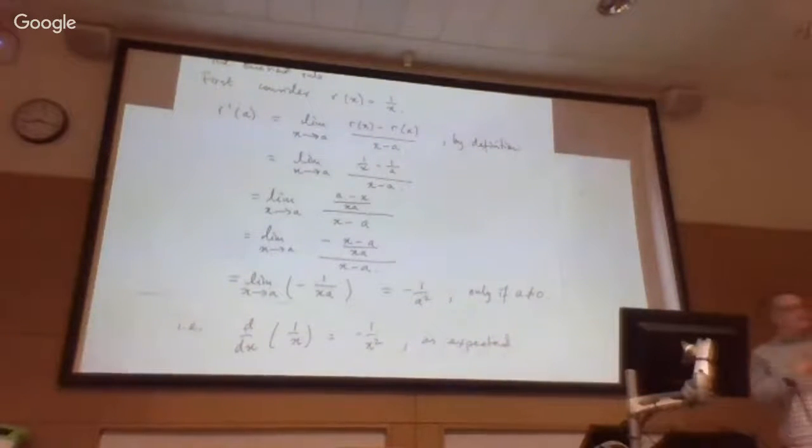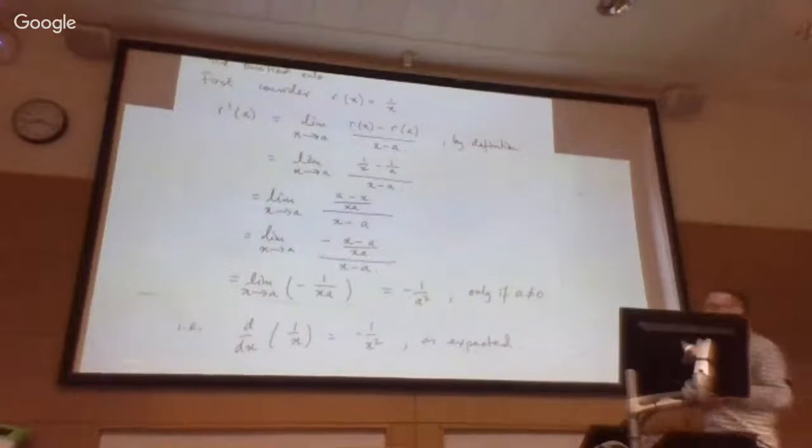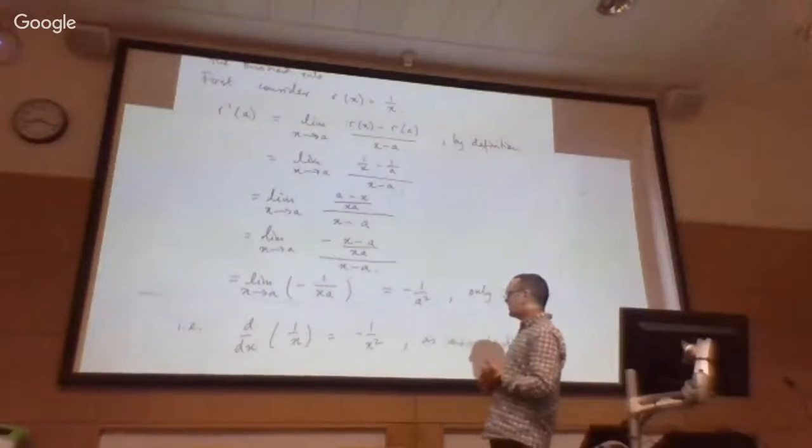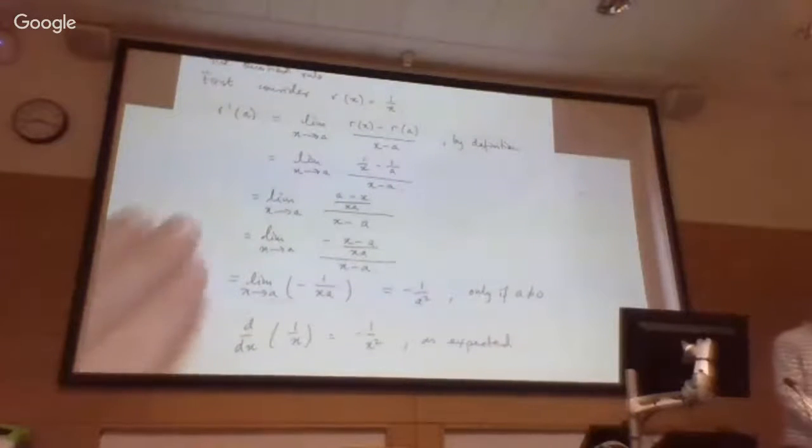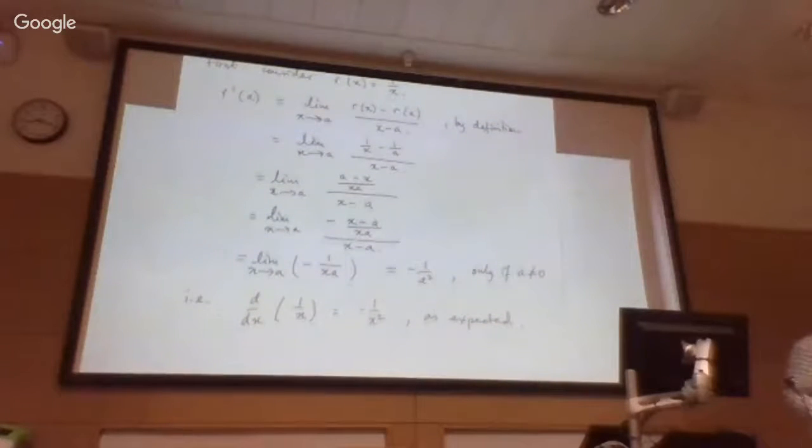We're already familiar with differentiating 1 over x, x to the power minus 1, gives you minus 1 over x squared. Okay, that's good. We know how to differentiate the reciprocal function now. So now, assuming the chain rule for the moment, let us prove the quotient rule.